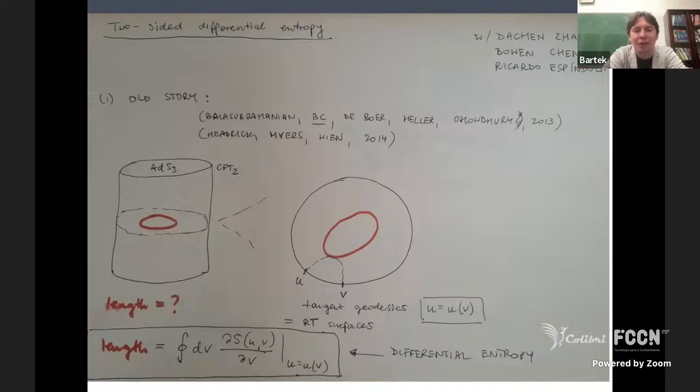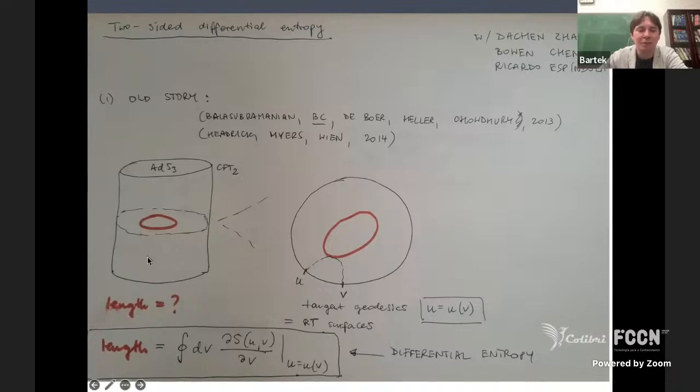Well, if your only tool is the Ryu-Takayanagi proposal, which is what we had back then, then you have to describe this curve using geodesics, because that's what the RT formula knows about. And so we're going to describe this curve through a set of geodesics which are tangent to it.